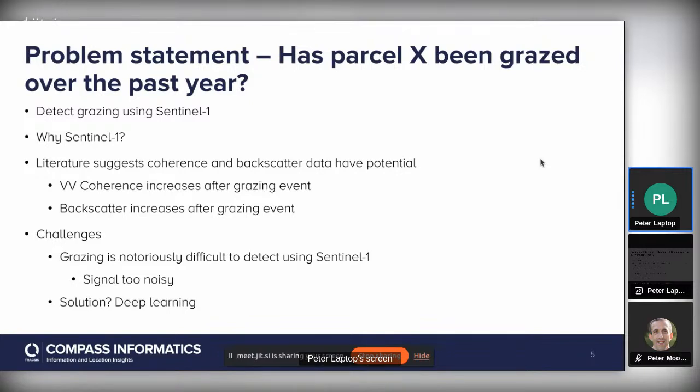Some challenges noted from the literature study was that grazing is just very difficult to detect using Sentinel-1 because the signal is very noisy. There are some very nonlinear relationships between the signals and grazing, which is why deep learning is perfect, as it can pick up on those nonlinear relationships between the signals and grazing events.